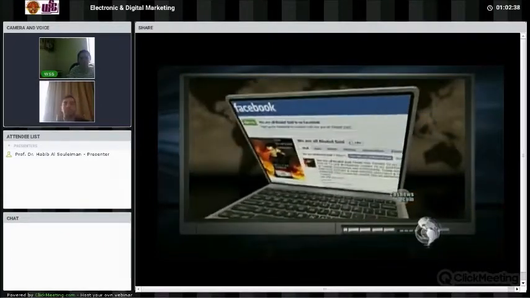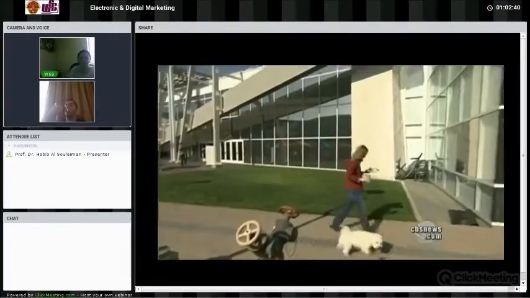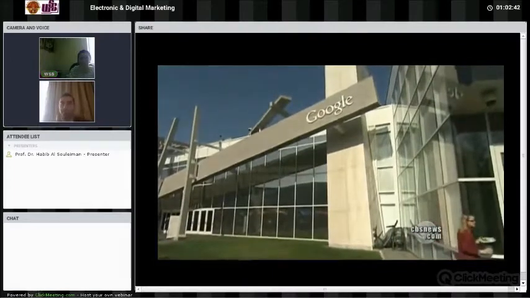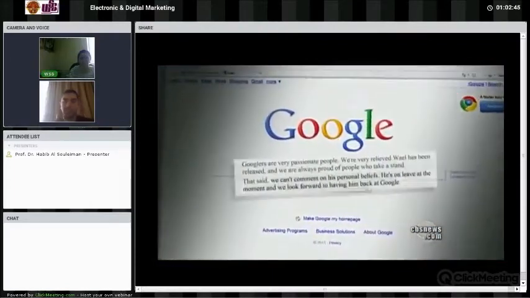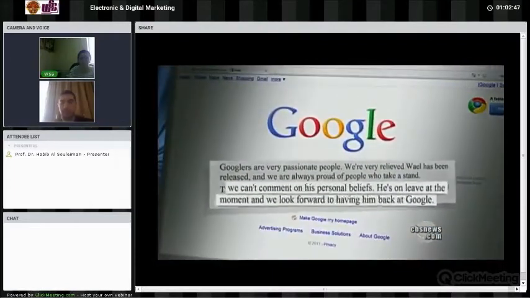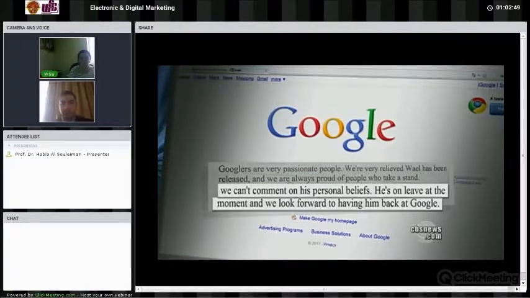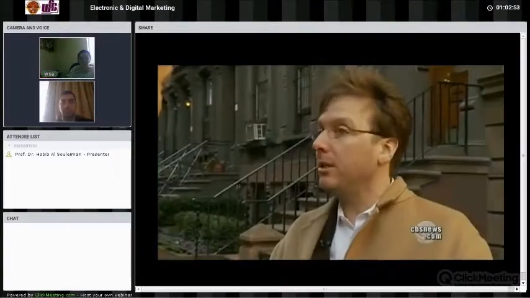Google executive Wael Ghonim created a Facebook page that... He's the Middle East and North Africa marketing manager at Google. So far, Google has commented only briefly. We can't comment on his personal beliefs. He's on leave at the moment, and we look forward to having him back at Google.